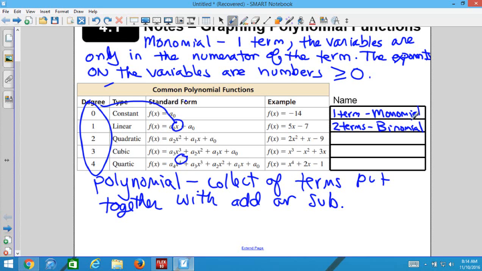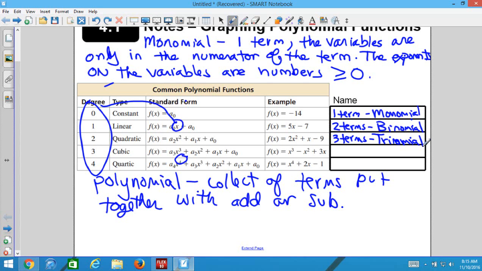So then here's an example of a quadratic. f of x equals 2x squared plus x minus 9. How many terms? 3 terms. Terms are separated by plus or minus signs, and we call it a trinomial. We've been using this vocabulary, we just never wrote it down. All right, again, quadratic does not have to have 3 terms. It can have 1 term. It can have 2 terms. That's just the example that they put there.